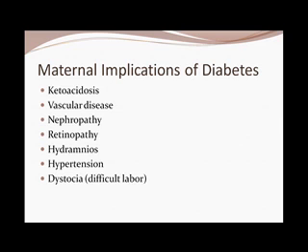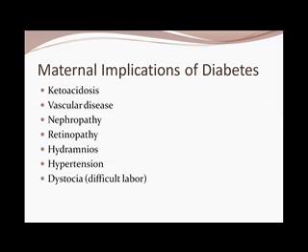Well, the developing fetus will do the same. If you remember, the amniotic fluid is made of what? It's made of fetal urine. So in the same way, if the fetus is exposed to high blood sugar levels, it will have more urine, causing polyhydramnios, high amniotic fluid levels.